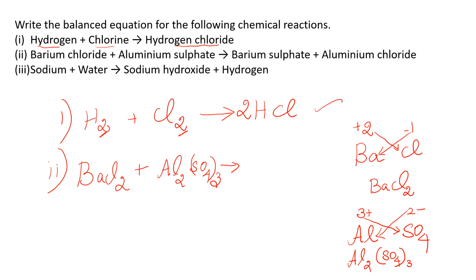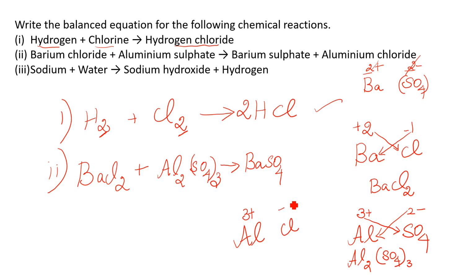Gives barium sulfate. Now, how do you write the formula for barium sulfate? You know the charge for barium. Barium is 2 plus. Sulfate is 2 minus. SO4, 2 minus. Now, if you have the same number, you can omit the number. Okay? The formula will be BaSO4. Now, aluminium chloride. How do you write the formula for aluminium chloride? Aluminium is 3 plus. Chloride is minus 1. Now you crisscross the numbers alone.